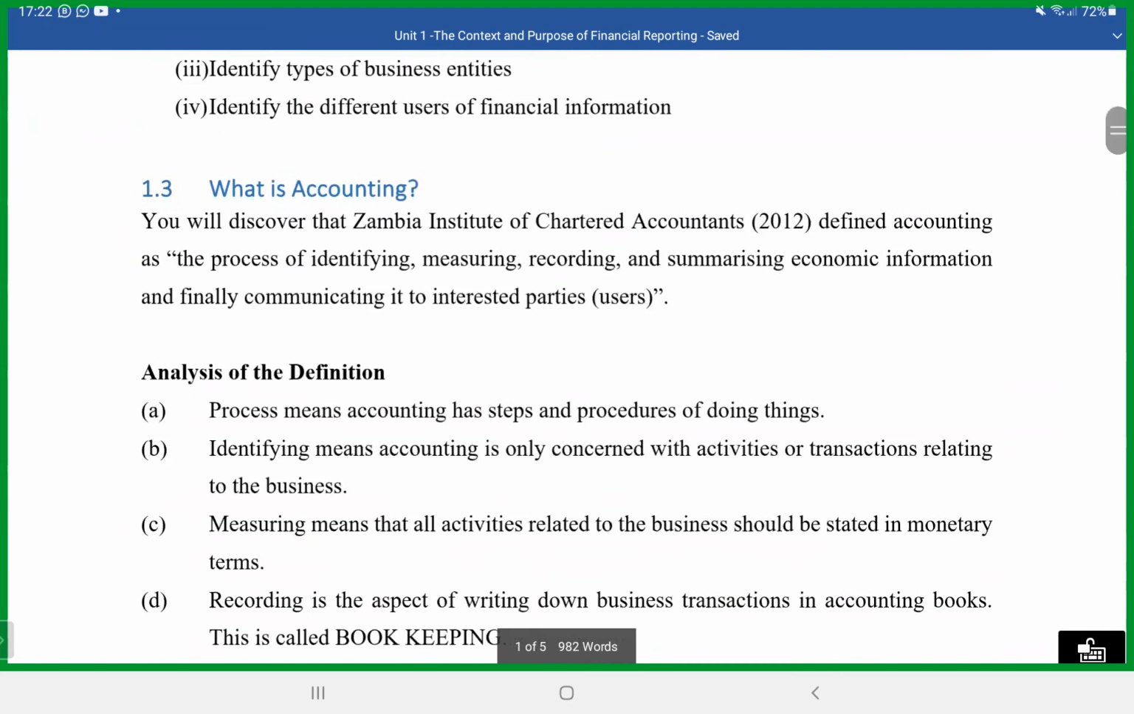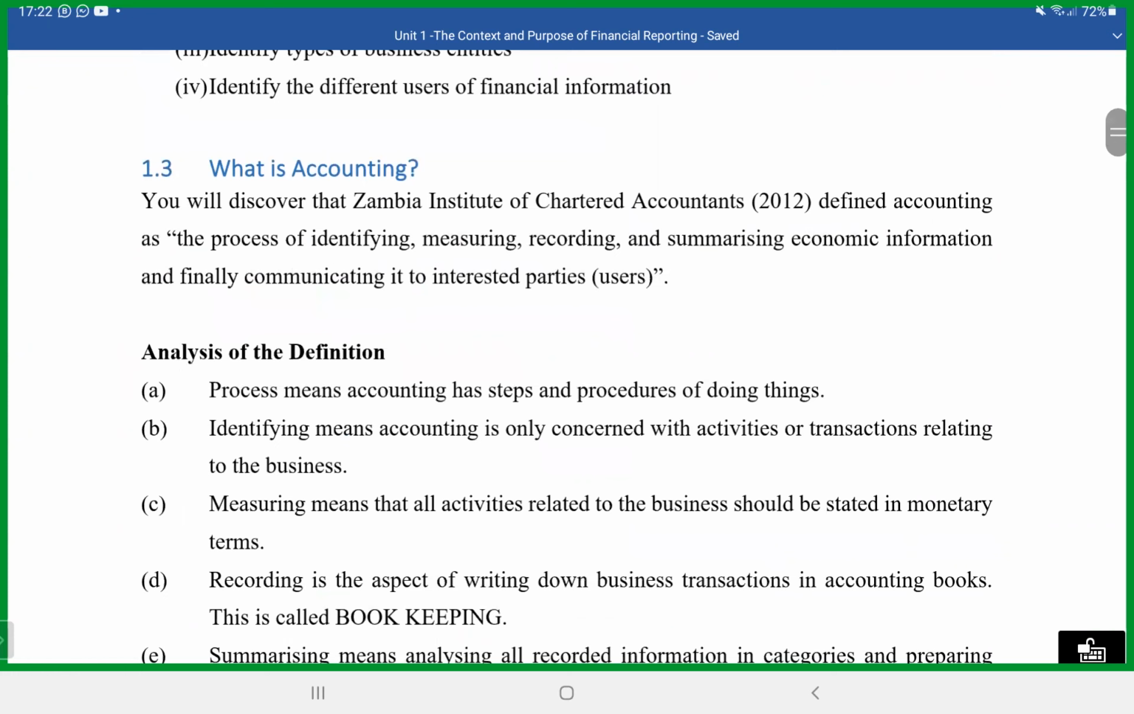Let's start with accounting. You will discover that the Zambia Institute of Chartered Accountants, ZICA, in 2012, defined accounting as the process of identifying, you pay attention, number 1, it is identifying, measuring, recording, and summarizing economic information, and finally communicating it to interested parties or the users.